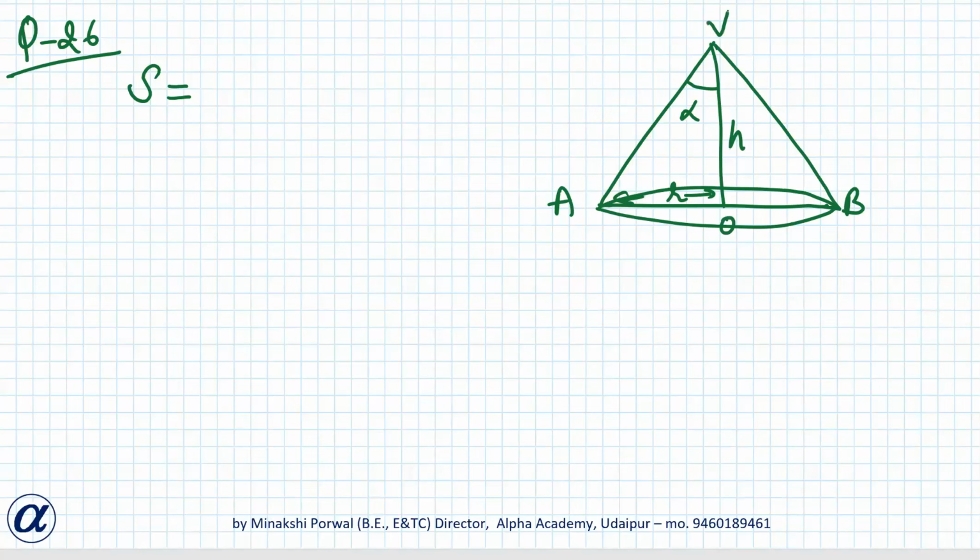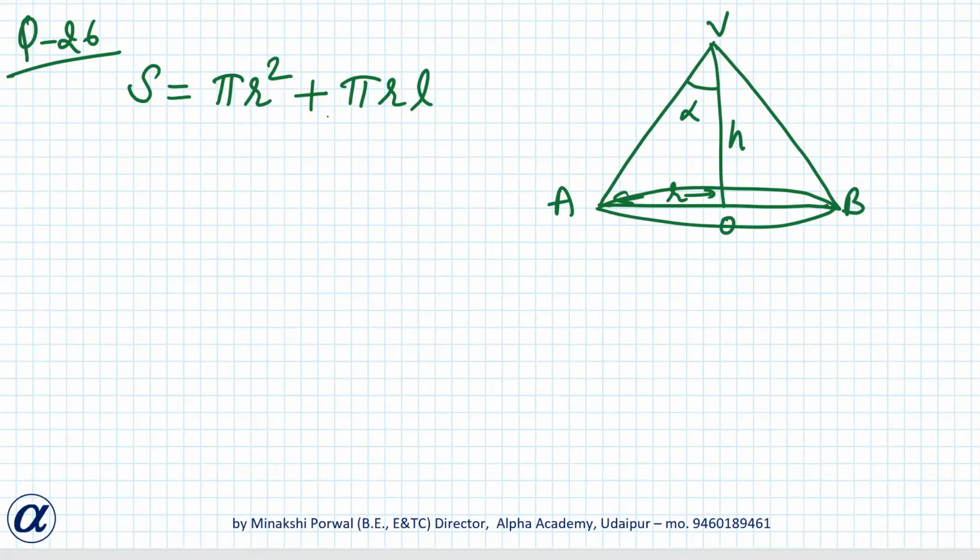Pi. Pi rl is the curved surface area. The area of the base is pi r square. So the total surface area is this. Okay, this is constant.